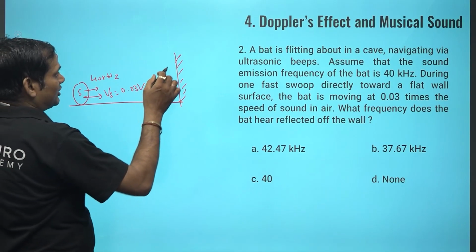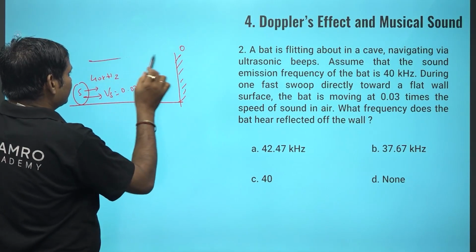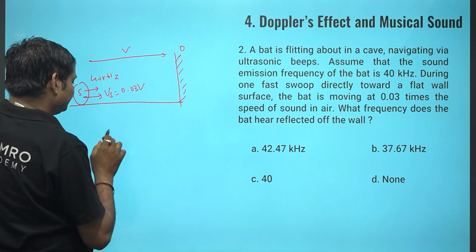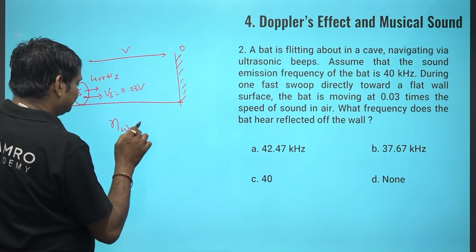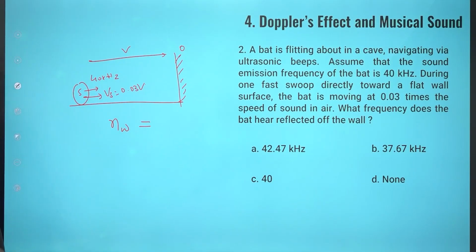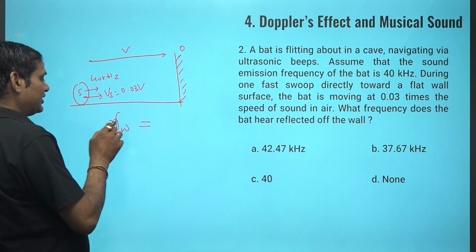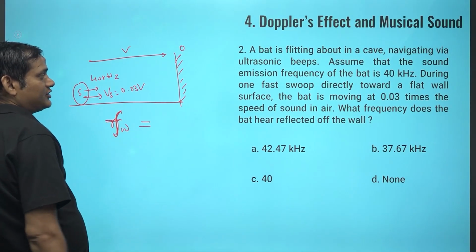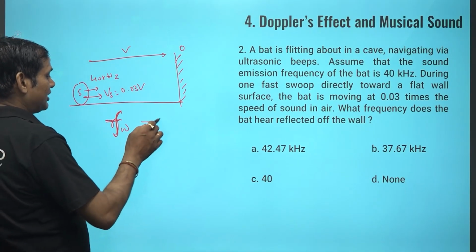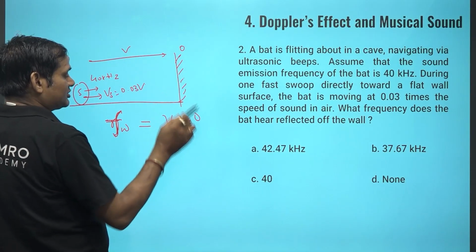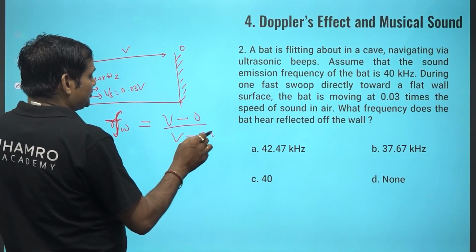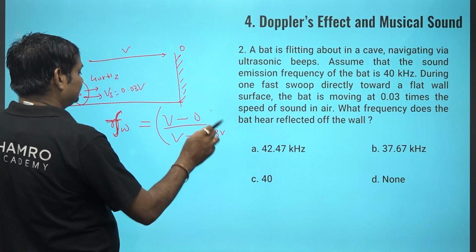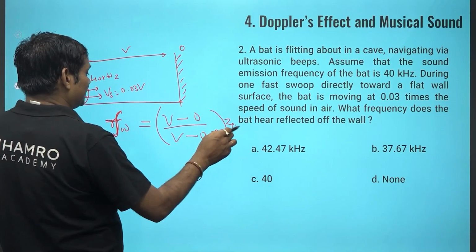First let us consider the wall as the observer; the velocity of sound is from source to observer. Let's directly find the frequency received by the wall. What frequency does the wall receive? Frequency we can write as n or f, anything. The frequency received by the wall is v minus zero, since the observer, the wall, is at rest, divided by v minus the source moving in the same direction, 0.03 times the velocity of sound, into the frequency, 40 kHz.